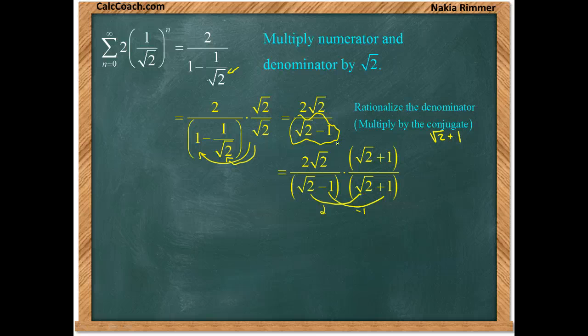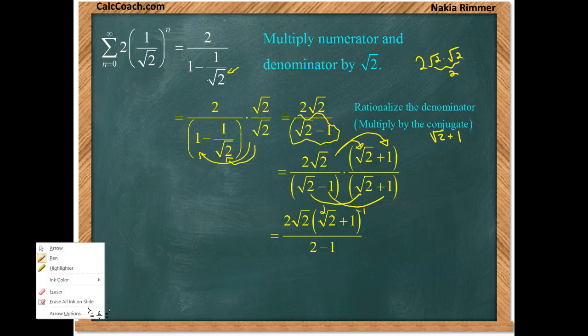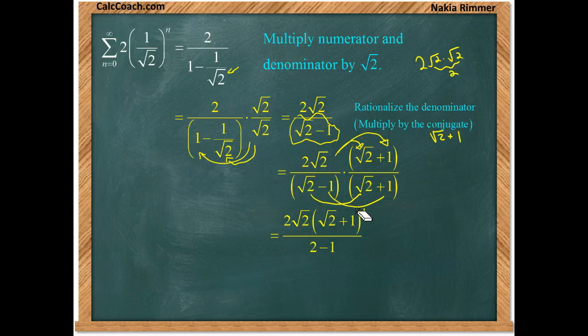Well, what about the numerator? What happens when you distribute the 2 root 2 to the 2 terms in the numerator? What is 2 root 2 times root 2? These end up giving you a 2, so you get a 4. And so we end up with 4 plus 2 root 2 all over 1, because 2 minus 1 is our denominator.